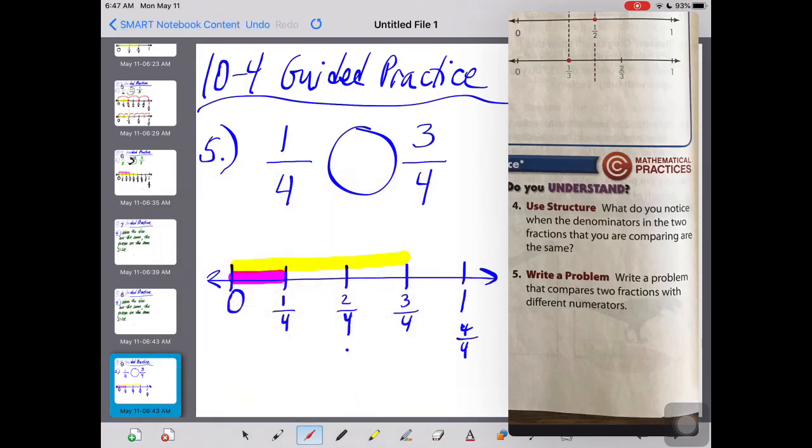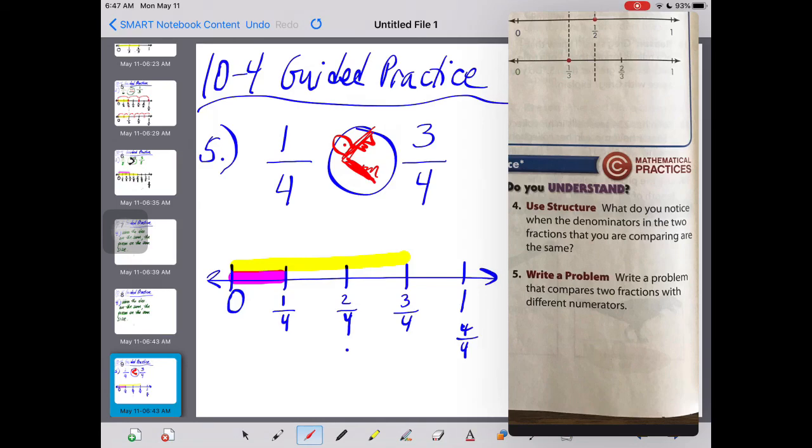So I'm going to say that 1, since I read from left to right, we read from here to here. So I have to say 1/4 is less than 3/4. So 1/4 is less than, that alligator is going to be opening its mouth the other way towards the 3/4, is less than 3/4. And I'll be interested to see what you guys did when you turn in your stuff.